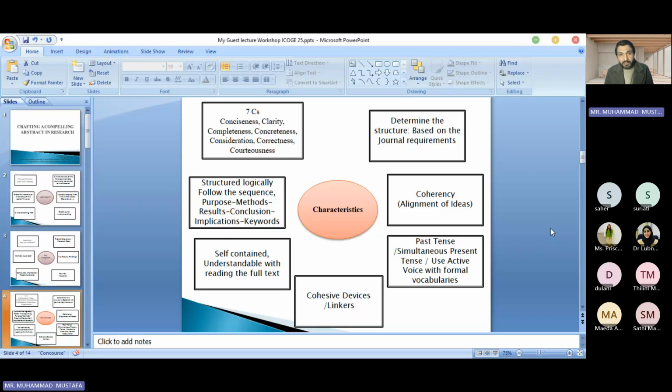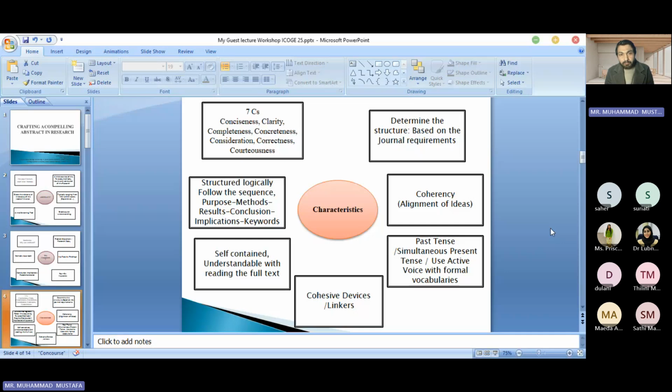After that, a good abstract is structured logically and follows the proper sequence and steps of writing a good abstract. First of all, the purpose, or the global or main objective, is written. It's not possible to mention all the primary objectives. For instance, if I have a main objective, I just have to mention the main objective.